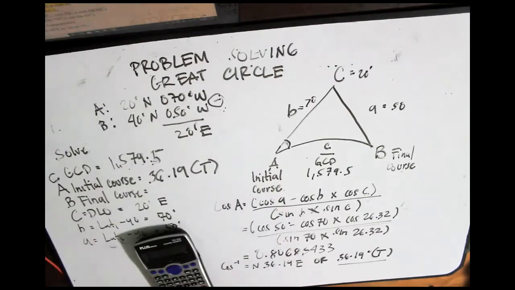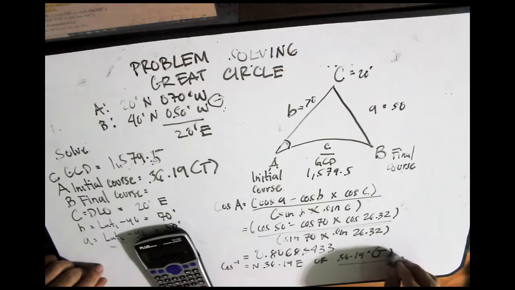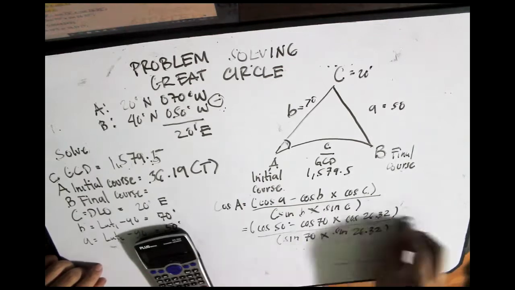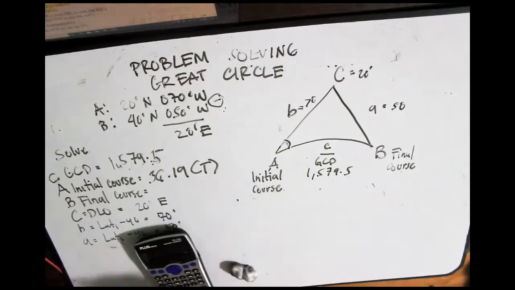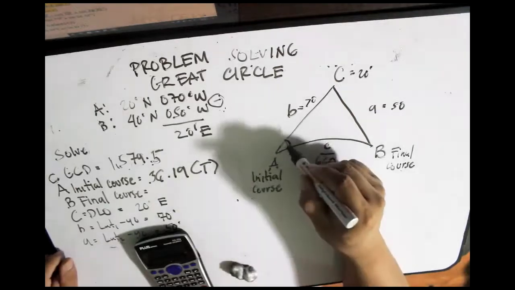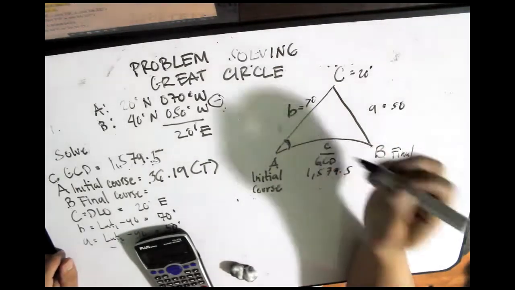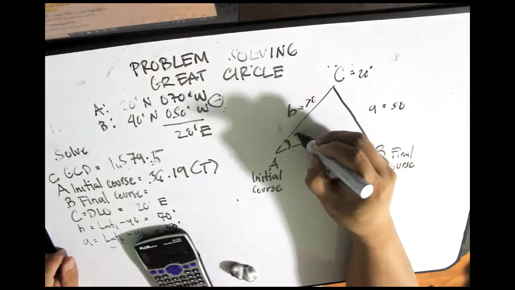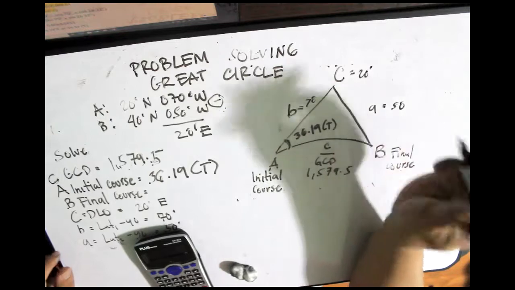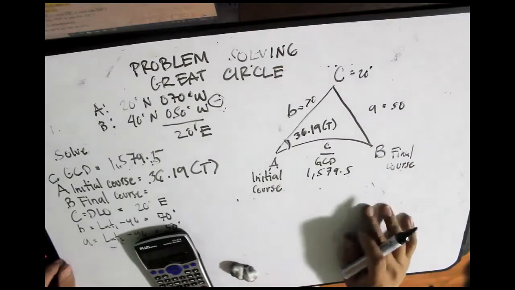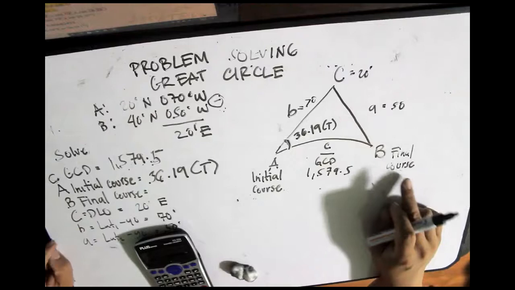Okay. Now we will solve for the final course. So, na-determine na natin yung ating initial course. Okay, ito. This angle. Okay, so this angle is 36.19 true. Okay, yun yung angle na yan. Now, we will determine for the final course.